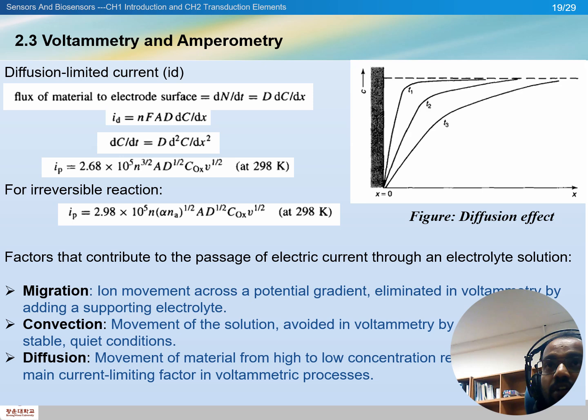Diffusion limited current. In the figure you can see the various graphs for T1, T2 and T3. Factors that contribute to the passage of electric current through an electrolyte solution. Migration: ion movement across a potential gradient, eliminated in voltammetry by adding a supporting electrolyte.